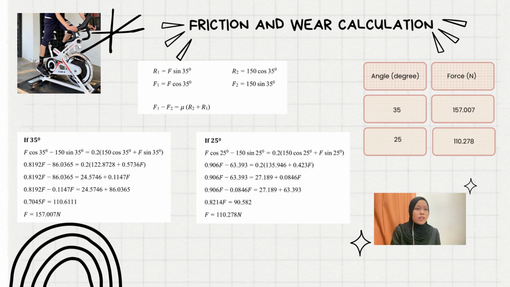157.007 Newton. Therefore, the minimum force required by the individual to maintain pedal equilibrium on a plane at 25 degrees is 110.278 Newton. This prevents the person's feet from slipping off the pedal. That's all for me. Thank you.